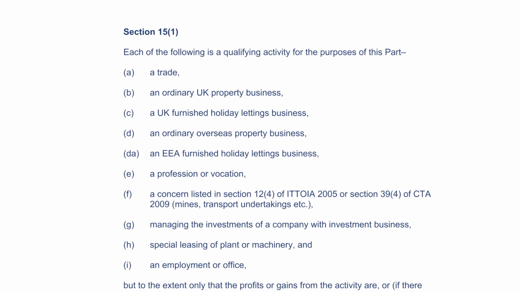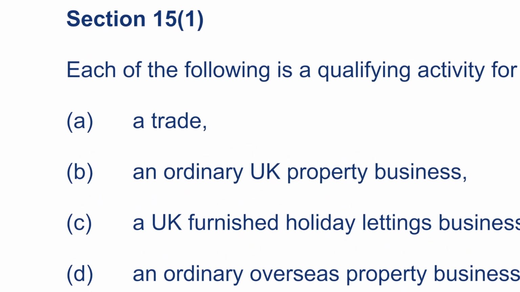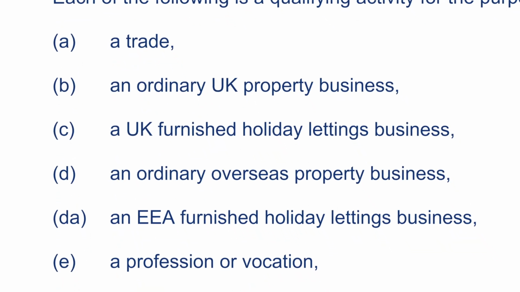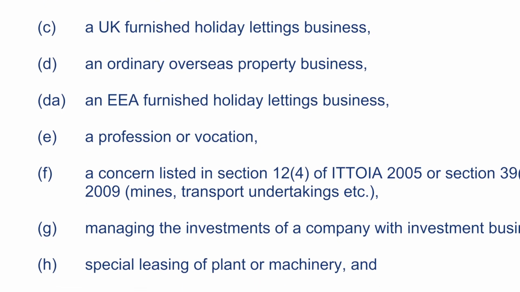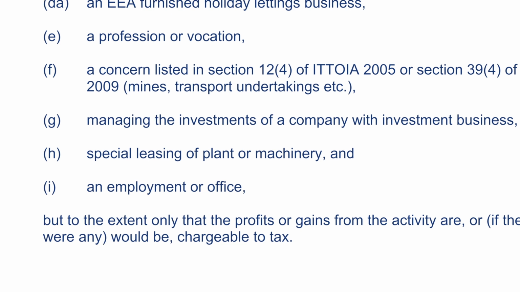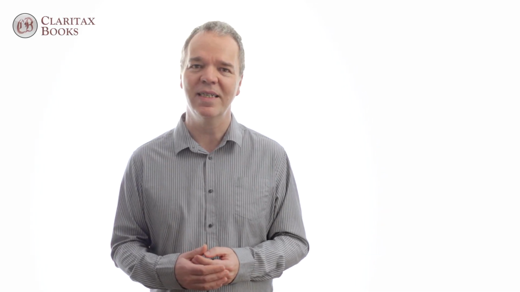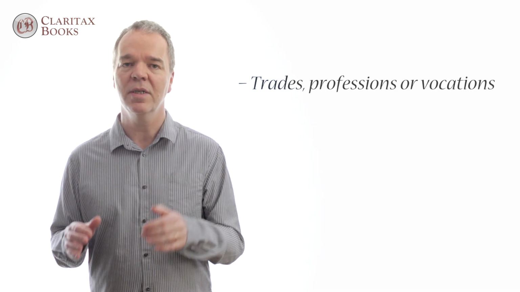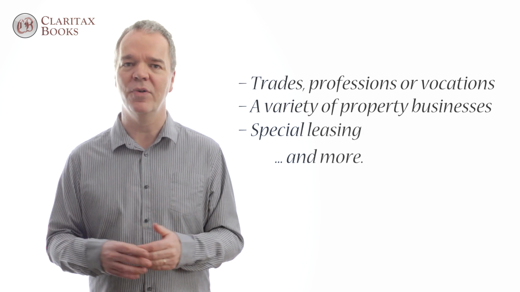The legislation, Section 15, provides a long list of these activities. They include trades, various types of property business, including furnished holiday lettings, professions or vocations, various mining concerns and transport undertakings, managing the investments of a company with investment business, special leasing of plant and machinery, and employments or offices. Now that's quite a long list, but in reality we can simplify it into trades, professions or vocations, a variety of property businesses, special leasing, and various other categories.